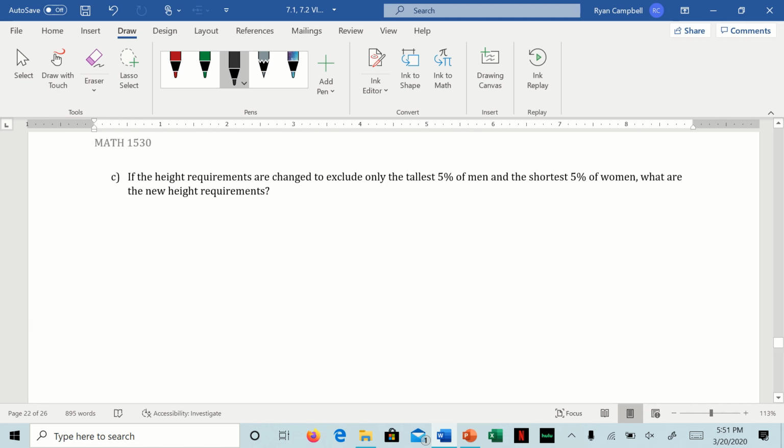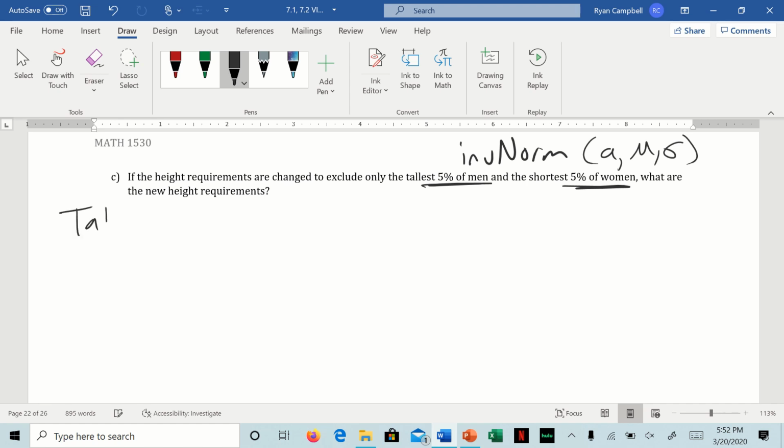Part C, if the height requirements are changed to exclude only the top 5% of men and the shortest 5% of women, what are the new height requirements? All right, so remember, if it gives us percentages, what are we doing in the calculator? We're doing inverse norm, right? Inverse norm only has 3 values: area, mean, standard deviation. There's not room for 2 numbers. So that means that these are 2 different problems. The tallest 5% of men, shortest 5% of women, excuse me.